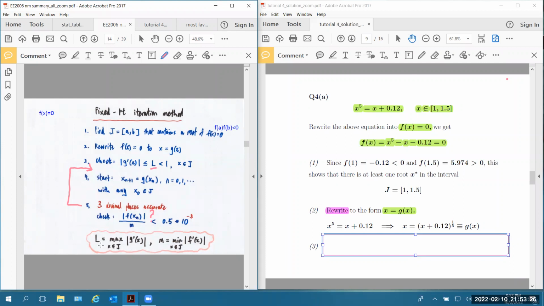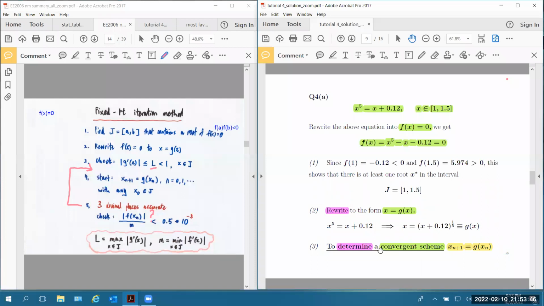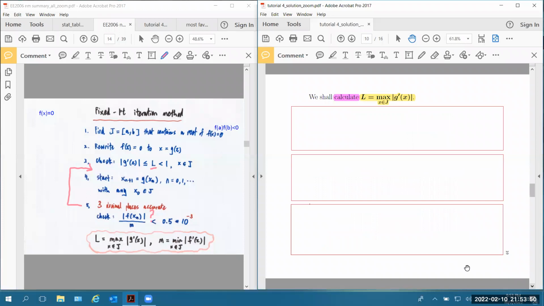And how to find the L? Then you see it's below. L is the maximum of the absolute value of g'(x) over J, right? Let's see it's here. Okay, we have the g(x), right? So let's go and maximize the g'. All right, maximize. So to determine a convergence scheme, right? So that's our step number 3.